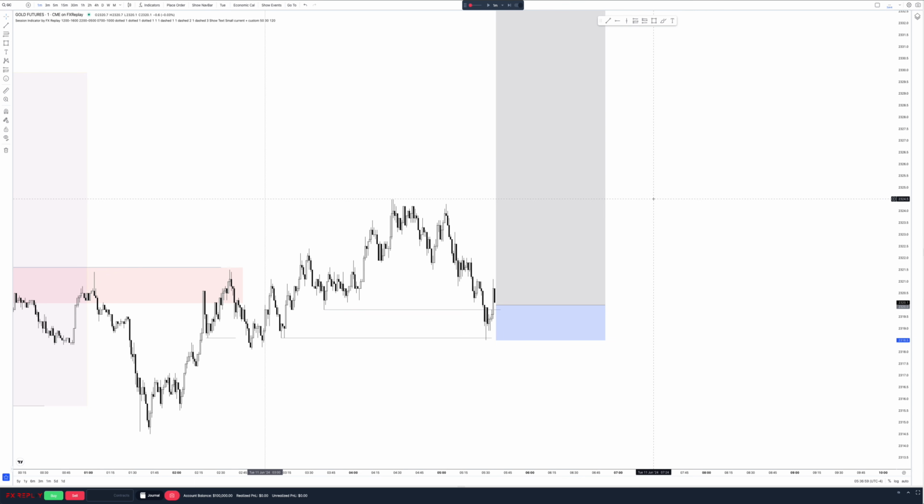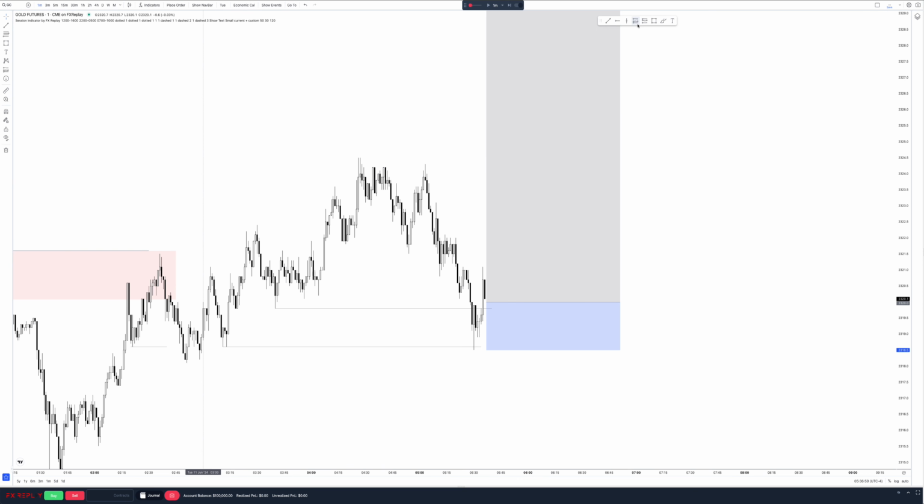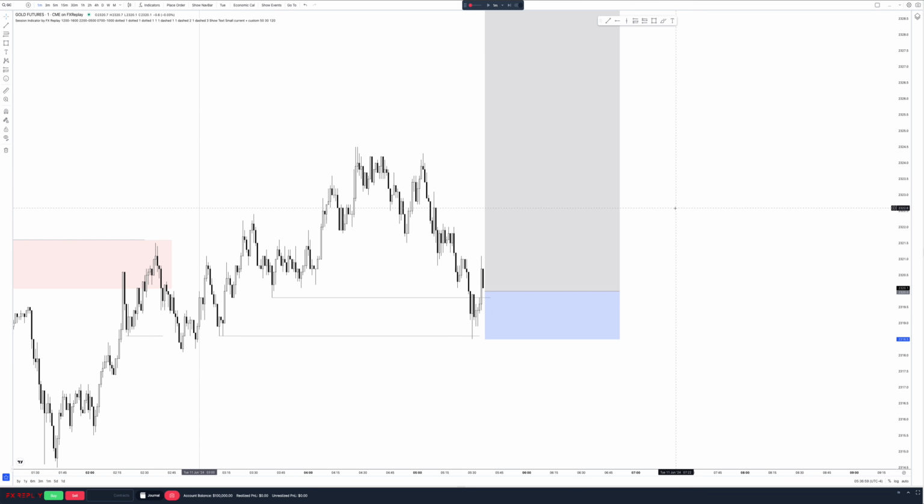Okay, this is a little bit more on the riskier side. But we do have a ton of liquidity to the upside. So we got these highs being respected. This whole area should be a trap. Honestly, all these highs should be a trap. Let's just see what happens. Let me place an order.